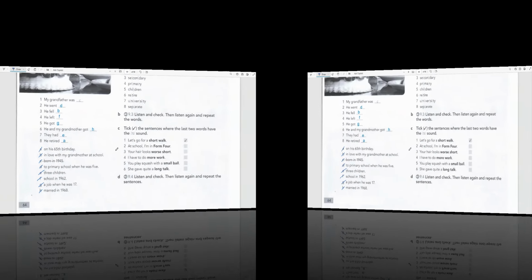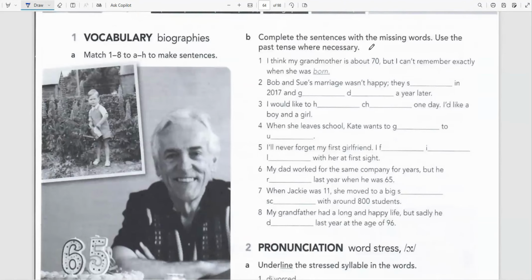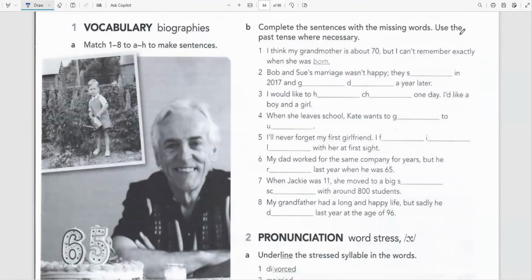Now we're moving to the next exercise. B, exercise B, complete the sentences with the missing words. Use the past tense where necessary. All right, we'll do that. So that's about vocabulary. So number 1 is done. I think my grandmother is about 70, but I can't remember exactly when she was born. Right. Number 2, Bob and Sue's marriage wasn't happy.